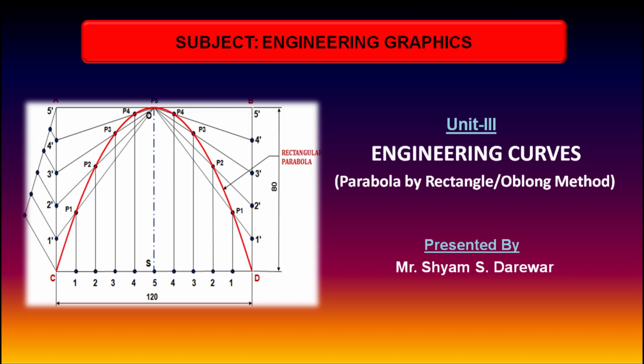So now we'll draw a parabola by the rectangle method. Draw a parabola having a base of 120 mm and an axis of 80 mm using the rectangle method. You can see the base and the axis themselves represent the two sides of the rectangle. The base of the rectangle will always be horizontal and the axis should be vertical for the parabola.